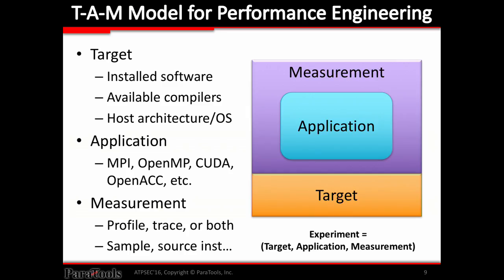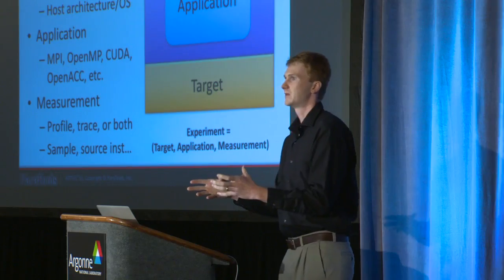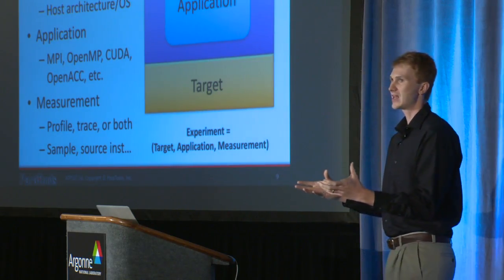If you take one target, one application, one measurement, and combine them together, it's an experiment. The experiment fully describes the running environment of your code. And what is this good for? Well, we heard a lot about provenance the day before. That's one thing that this is really good for. If I can define my target, my application, my measurement, and combine them into an experiment, then I have the complete provenance for my performance analysis.